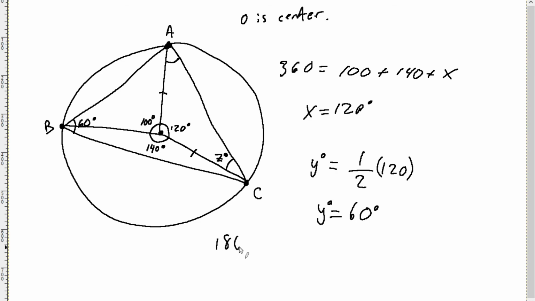So we can say 180 equals 120 plus 2z, because we know that z has to be equal, there are two of them, and they have to add up to 180 with that central angle there. If we do our algebra, we end up getting 60 equals 2z. Divide both sides by 2, and we get z equals 30 degrees.